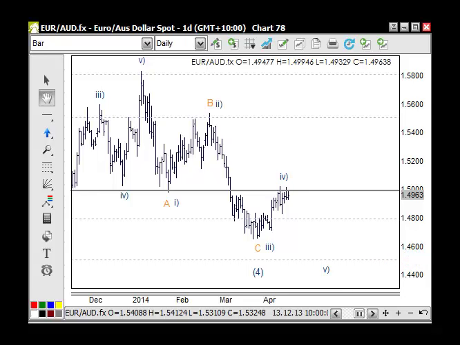So make sure you've got your positions, your orders in the market to protect you on both sides.